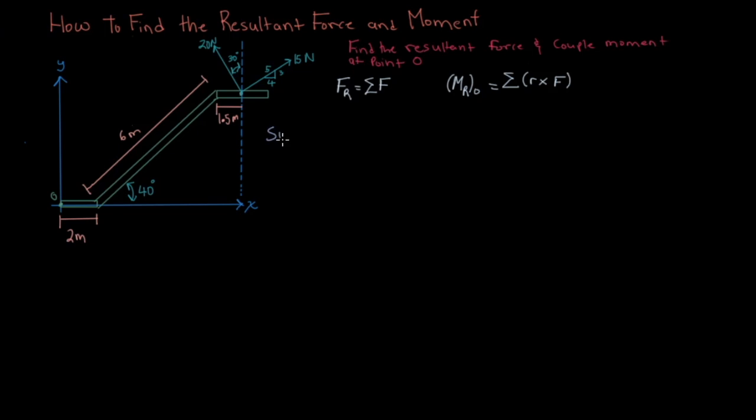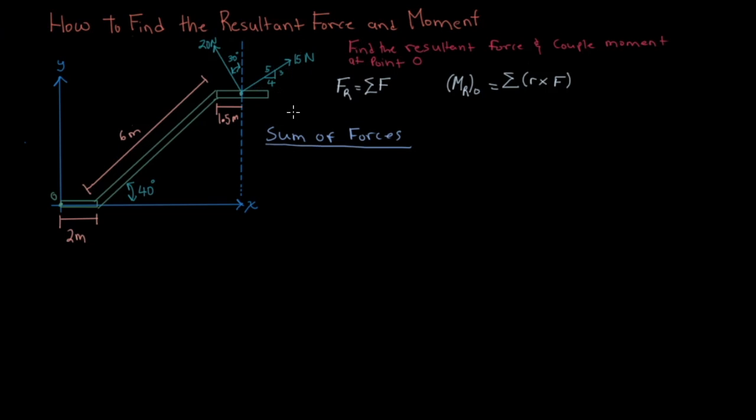Okay, so what we're doing in this segment is finding the resultant force. That's the first step. We're going to find the resultant force first, and then we're going to find the resultant couple moment. In this example, we have two forces: this 20 Newton force and this 50 Newton force.